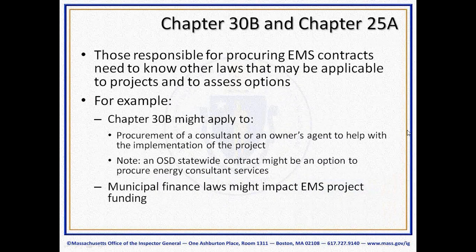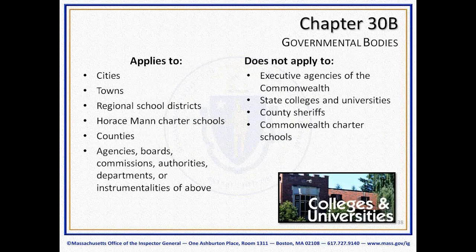Okay, so Chapter 30B, what are governmental bodies? Governmental bodies that are subject to 30B are cities, towns, regional school districts, the Horace Mann charter schools, which we informally refer to as the local charter schools, counties, agencies, boards, commissions, authorities, departments, and instrumentalities of all of the above. It does not apply to state agencies, so executive agencies of the Commonwealth do not follow 30B. It doesn't formally apply to state colleges and universities, although some have adopted 30B as their program to follow for procurement, but it's not mandated for them. It also does not apply to county sheriff's offices or the Commonwealth charter schools, also known as state charter schools.